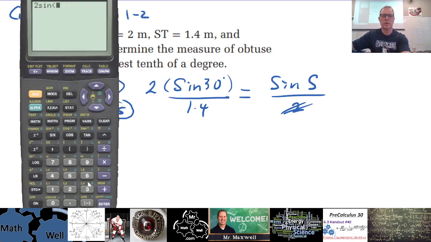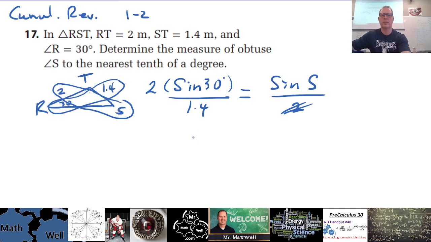So 2 sine 30 divided by 1.4 is 0.71428, 7 or so, equals sine S. And now for this one, just do second function sine to solve, to get S by itself. So sine to the negative 1 of both sides.